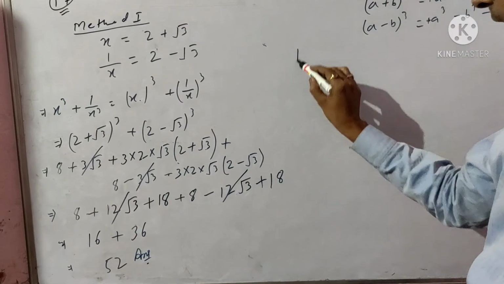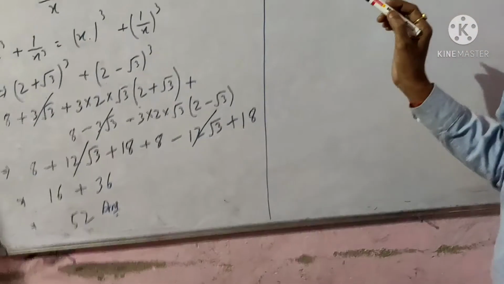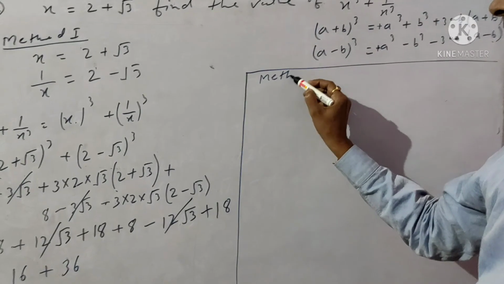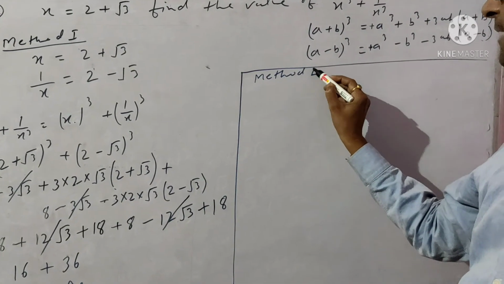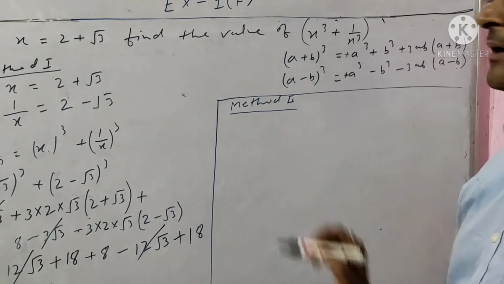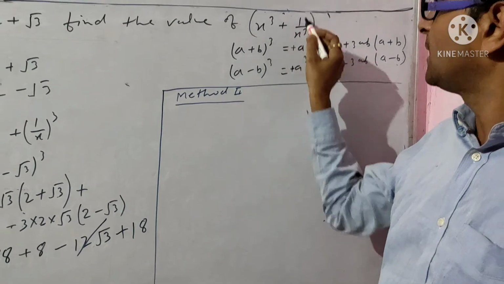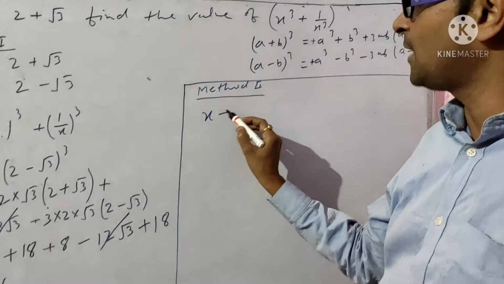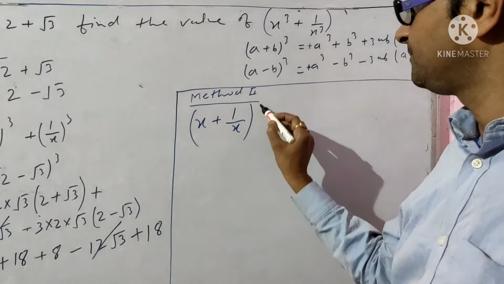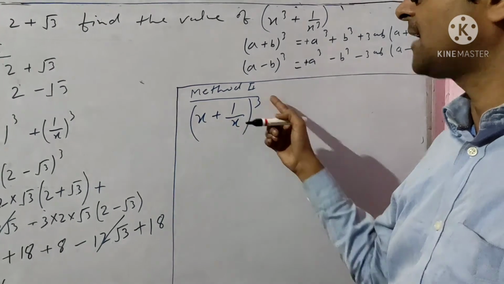Okay student, and method 2. Second method student, we have to find the value of x cube plus 1 by x cube. Method 2, x cube plus 1 by x cube. We know that the formula student, (x plus 1 by x) whole cube, (a plus b) whole cube, (x plus 1 by x) whole cube.